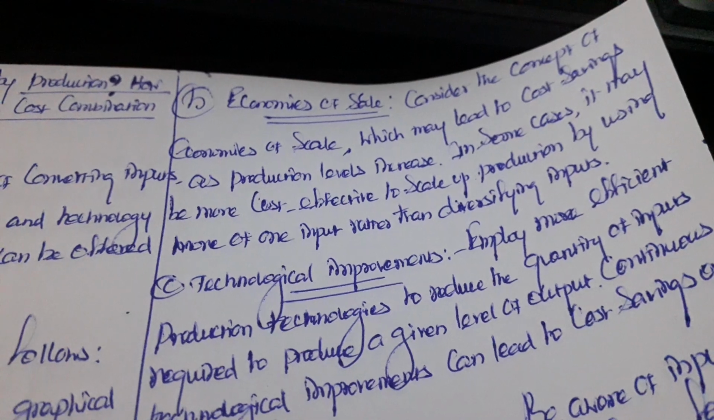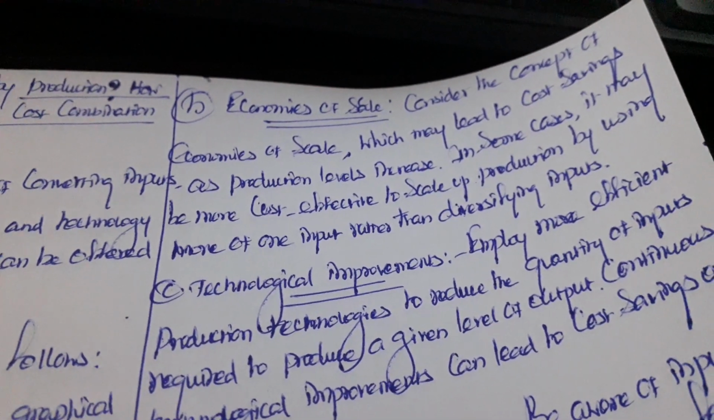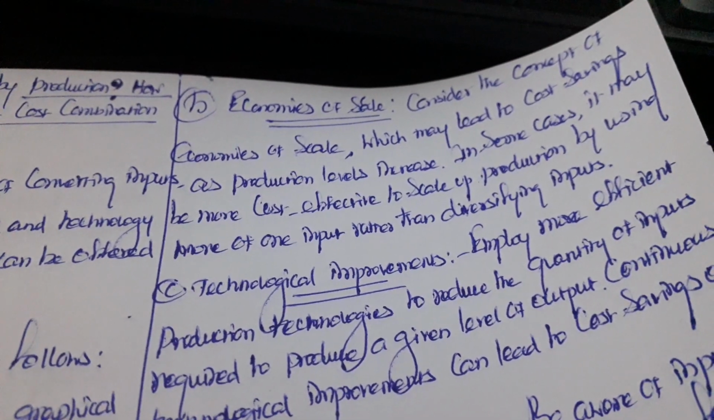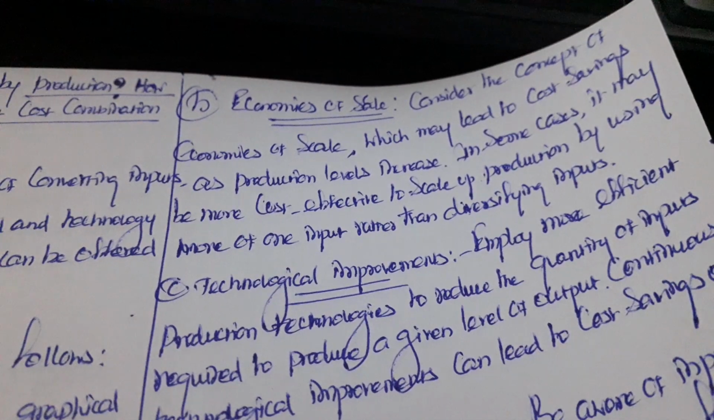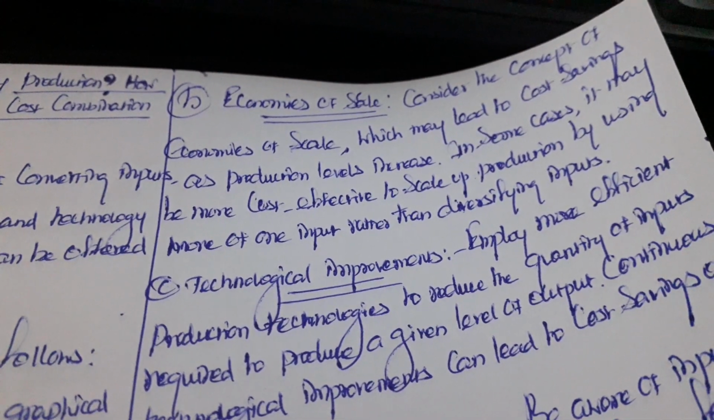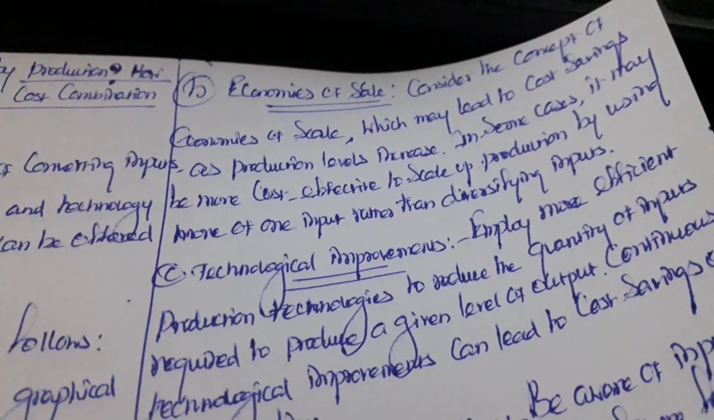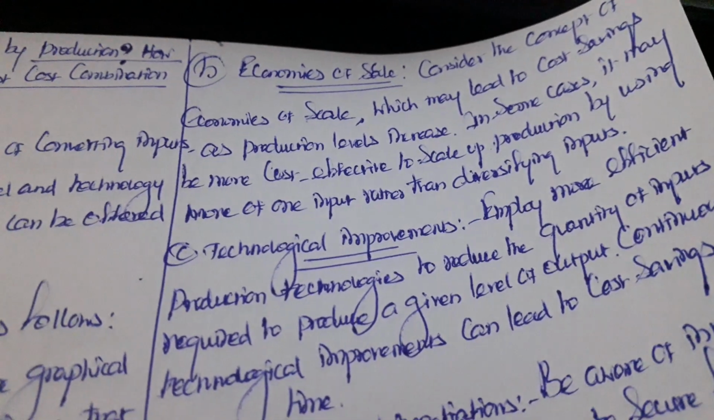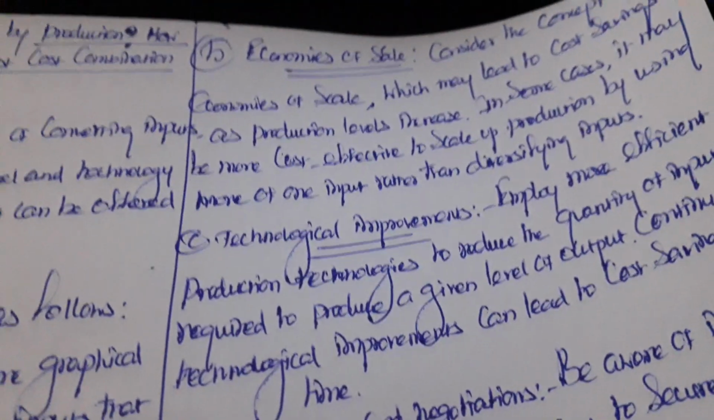Producers must consider the concept of economies of scale, which may lead to cost savings as the level of production increases. In some cases, it may be more cost effective to scale up production by using more of one input rather than diversifying inputs.